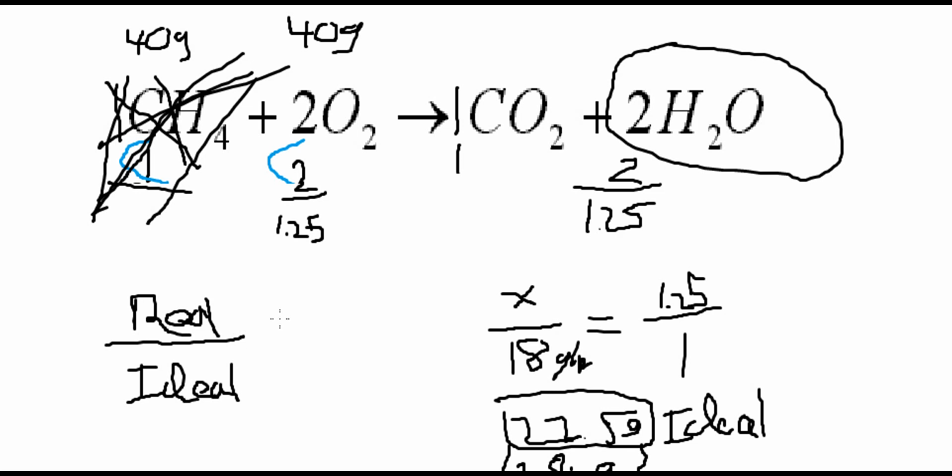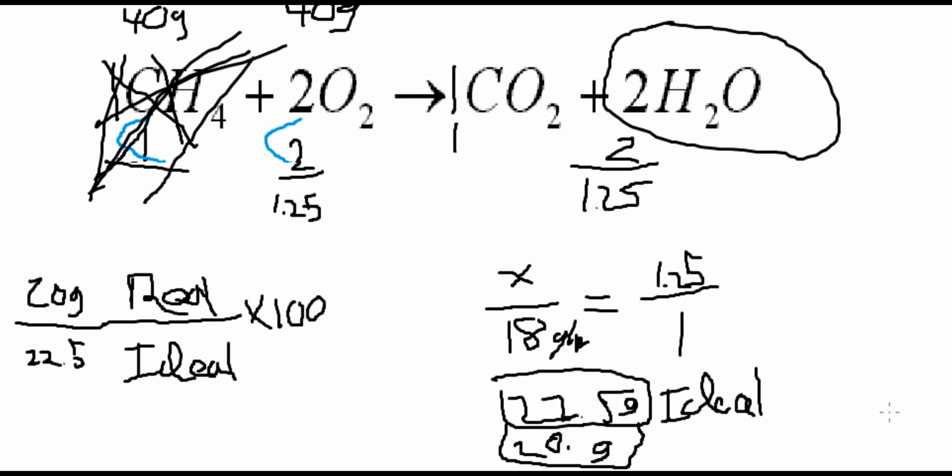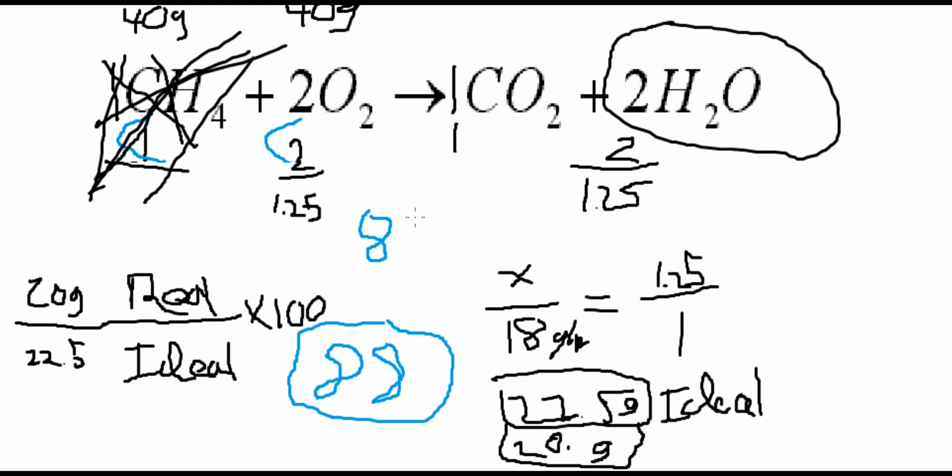So we're gonna plug that in, but it's gonna be times 100. So if we were to plug that in, let's just increase the size. It'd be 20 grams, which is real, and 22.5, which is ideal. So now we're going to divide 20 by 22.5, which comes out to be 88%. And that is a way of showing how close we were to getting the ideal.